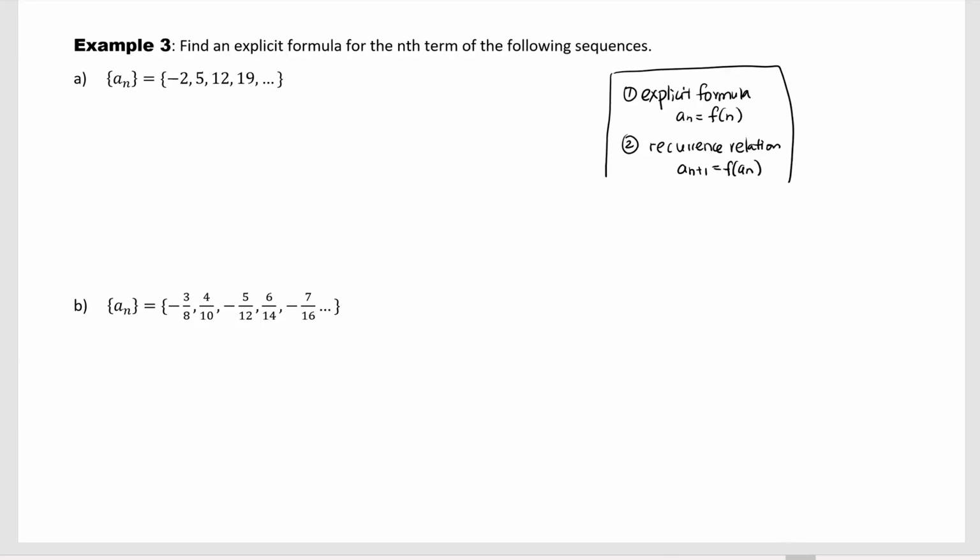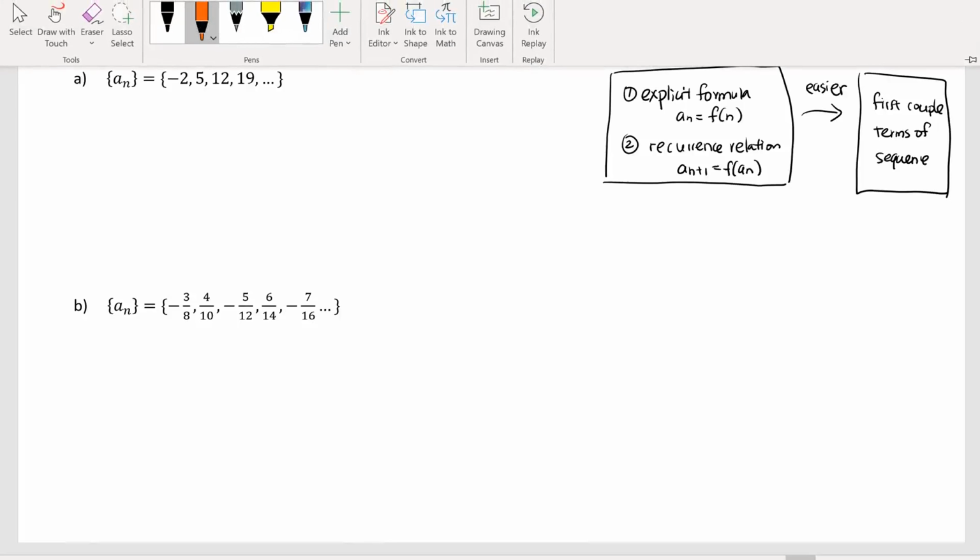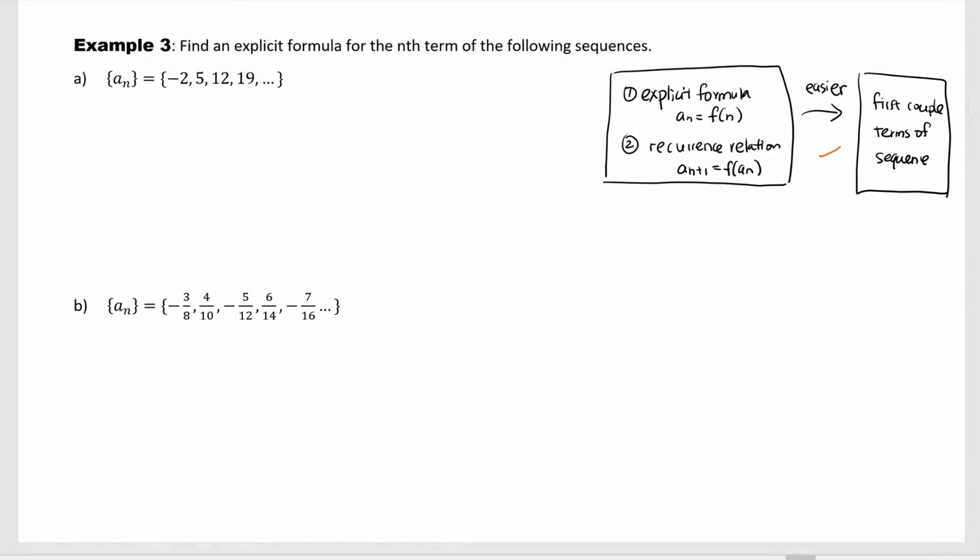So knowing this, we can find the first couple terms of the sequence. This is easy because you just plug in the n. But on the other hand, given the first couple terms of the sequence and asked to find an explicit formula or a recurrence relation, this is usually harder, okay?